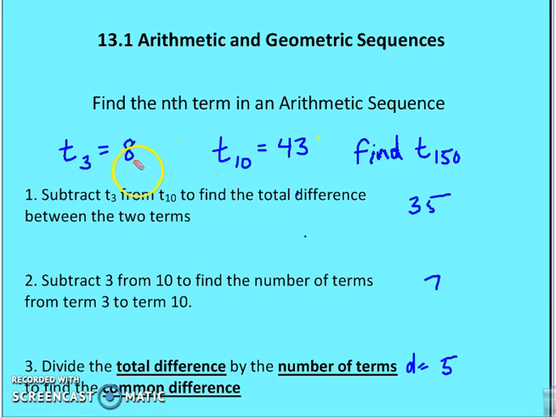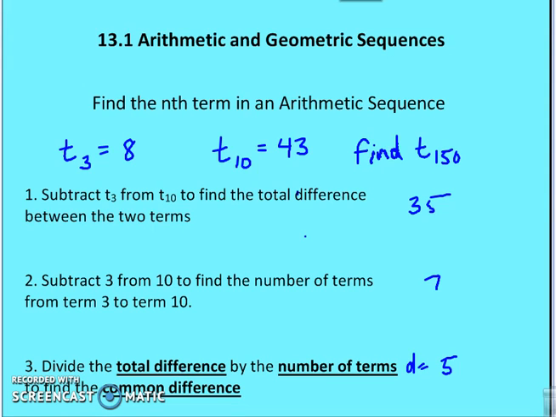43 minus 8 is 35. Then we're going to subtract 3 from 10 to find the number of terms from term 3 to term 10. That's 7. And then we're going to divide 35, the difference, by the count of terms, 7, and we're going to end up with our common difference of 5. All right, so now we have the common difference of 5.